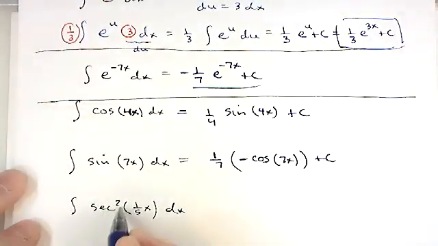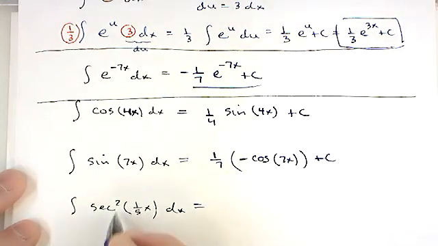If I had secant squared of 1/5 x, what's your antiderivative of just regular secant squared of x? From 17a, whose function has a derivative of secant squared x?